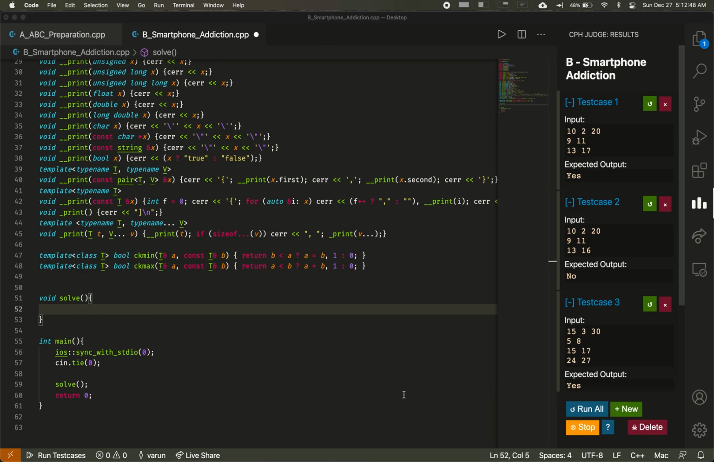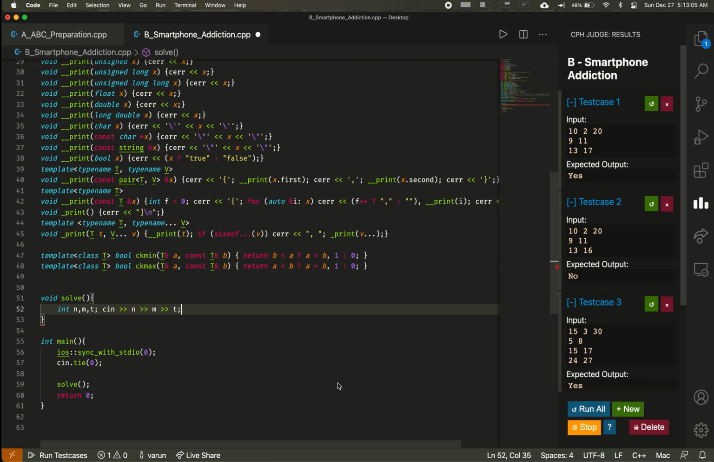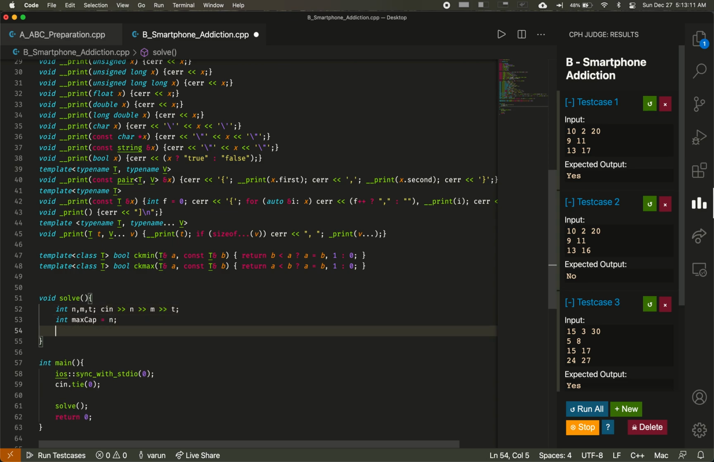So first thing first, let's just read in the inputs. int n, t, m. So n is the max capacity, t is the time he comes back home, and m is the number of cafes he visits. We also want to keep track of the last cafe he was at. Initially his last cafe would be non-existent, so we'll just keep it as 0.